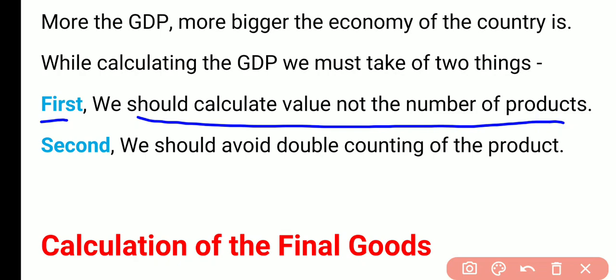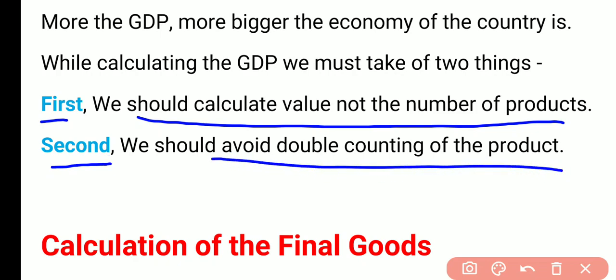Second thing we need to take care of while calculating the GDP is that we should avoid the double counting of the product. दो बार काउंटिंग ना हो जाए. कैसे? For example, if we want to calculate the GDP, we need to add the value of final goods. हमें फाइनल गुड्स की वैल्यू को ऐड करना है.